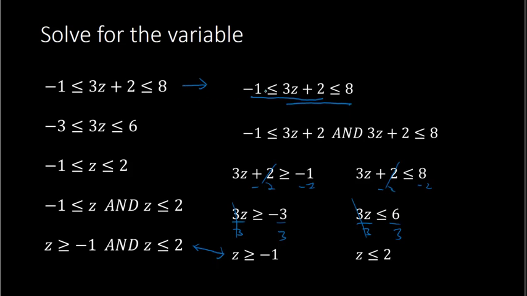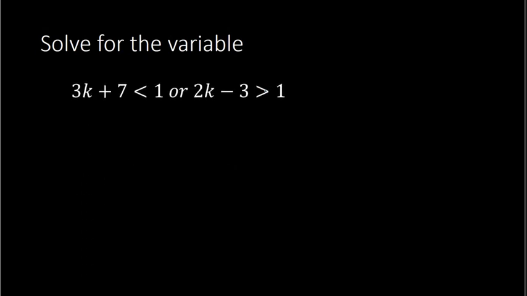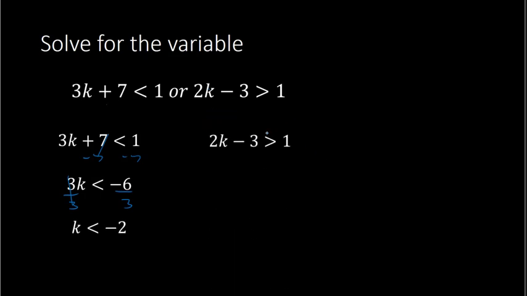So this is with an and statement, and with an or statement, you just keep them separate. They're not combined. You cannot solve them at the same time. So just keep them separate. And so what I can do is solve the first one by subtracting 7. I subtract 7, and I get 3k is less than -6. Then divide by 3. So k is less than -2. And then the other statement, I can solve this one by adding 3. So 2k is greater than 4. And then divide by 2. We have k is greater than 2.